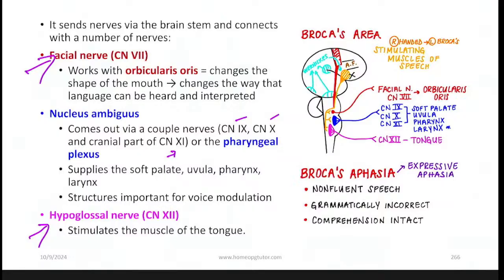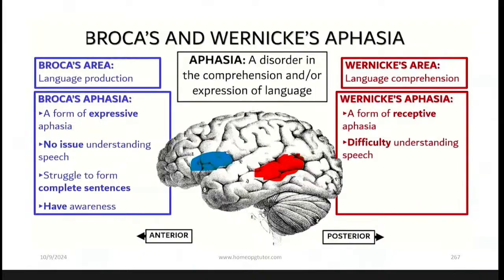Next one, about the nucleus ambiguus. See, not only the shape of the mouth has to be changed, but also the important structures like uvula, pharynx, larynx, as well as soft palate. Everything has to do with our talking, right? They basically help in the voice modulation. And apart from that, the hypoglossal nerve stimulates the muscles of the tongue for having a proper speech, and that is how a Broca's area is going to help in speech.